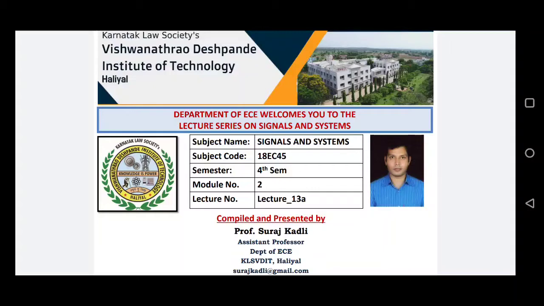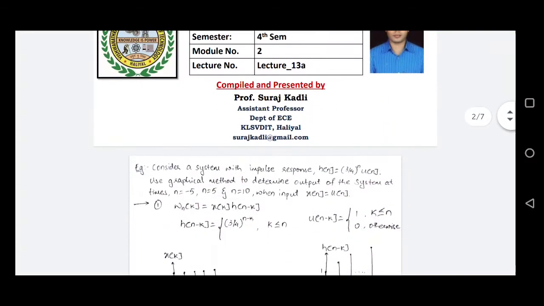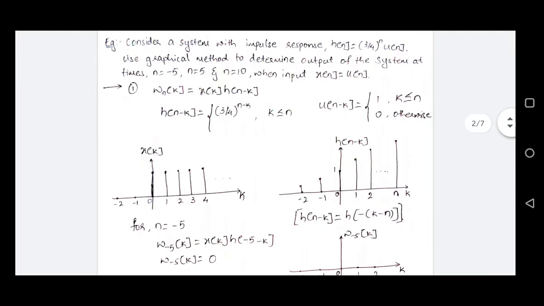Now, to understand these procedures, we'll be solving some problems to obtain convolution summation using this reflect and shift method, or the graphical method. Reflect and shift method and graphical method are both the same. And the first problem we'll be considering is: consider a system with impulse response h of n equals (3/4) to the power n u of n. Use the graphical method to determine the output at times n equals minus 5, n equals 5 and n equals 10 when the input x of n equals u of n.